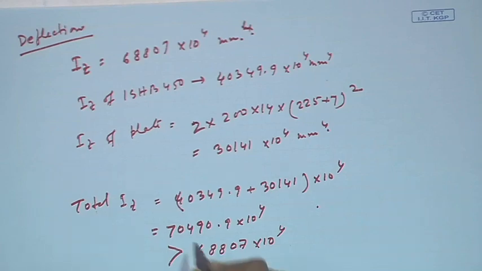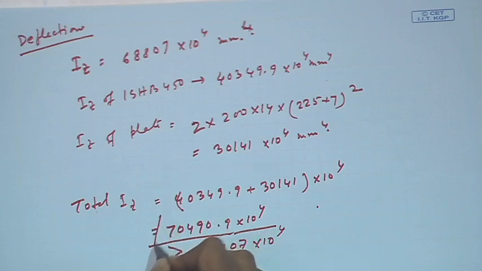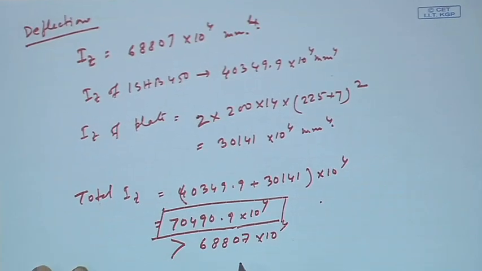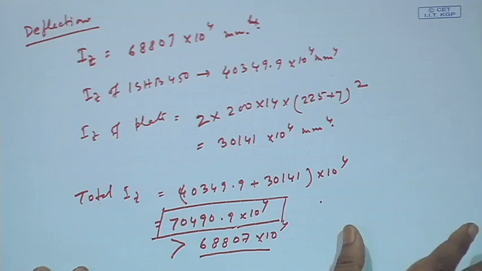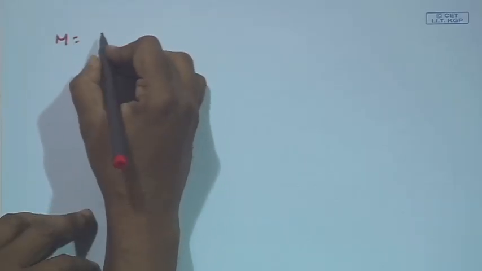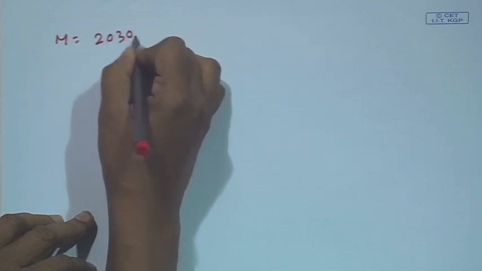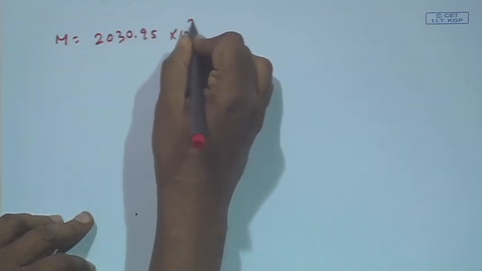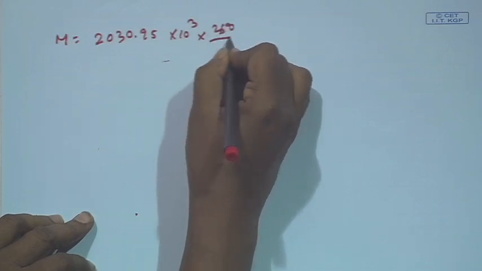So, we are providing the section such that its I z is 70490 and our required I z was 68807. So, the section is okay from the deflection point of view. The moment carrying capacity of the beam of ISHB 450 section, we can find out, that is 2030.95 into 10 cube into 250 by 1.1.